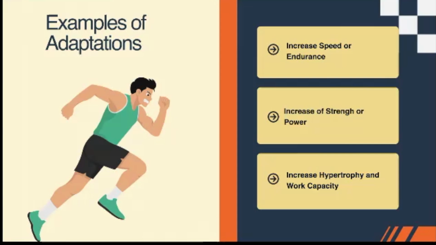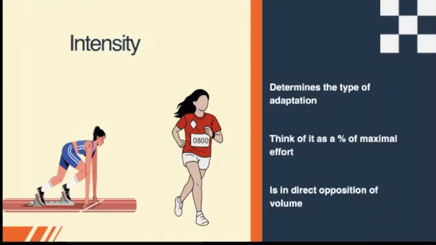The difference between strength and power is that power is strength as a function of time. How fast or how quickly can you move this heavy load? Increased hypertrophy and increased work capacity. Hypertrophy is an increase in muscle growth and size, whereas work capacity is more like conditioning. How much work can you do, how quickly, and for how long? And these are all, once again, examples of adaptations that you can train for and acquire from your training.